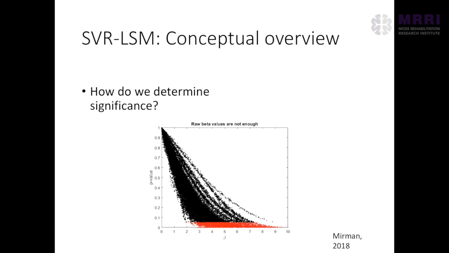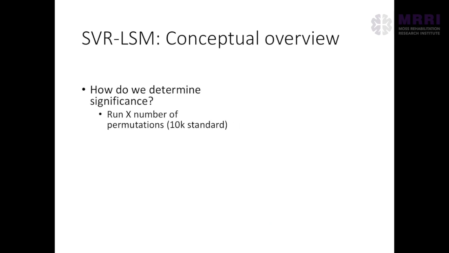So you have some beta values, for example, that are at a 3 that have very low p-values, whereas you have some beta values that are at a 7 where p-values are much higher. So because of this, it's not something that you can use to statistically determine significance. So another approach that we can use is to determine permutations. So you could choose any number of permutations you want. What seems to be pretty standard is 10,000.